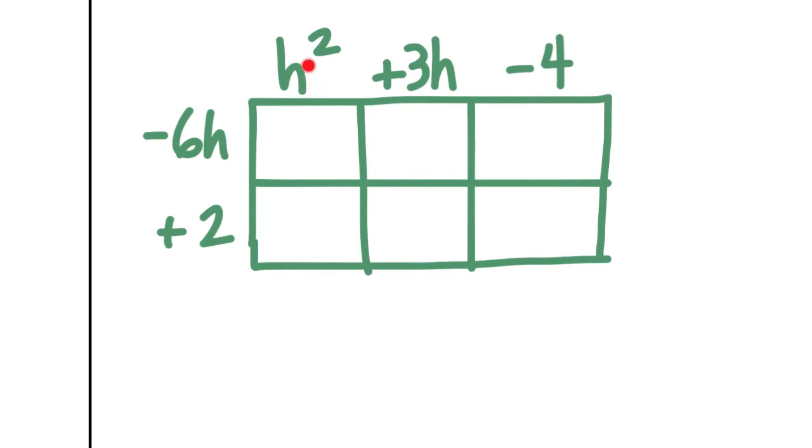Okay, so h squared times negative 6h. That would be a negative 6h to the third power. So remember your properties of exponents, you have to add these up.